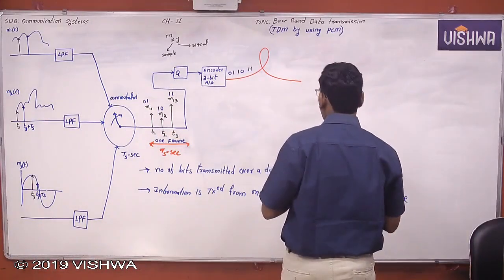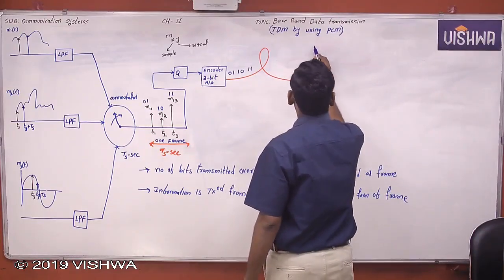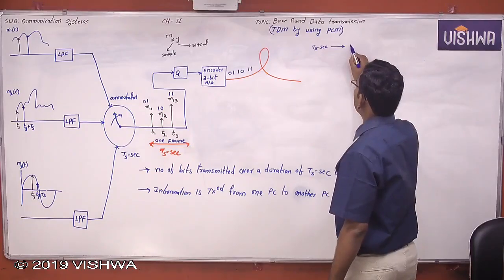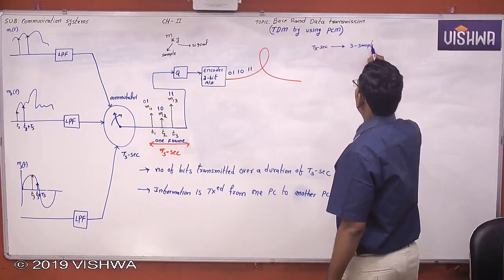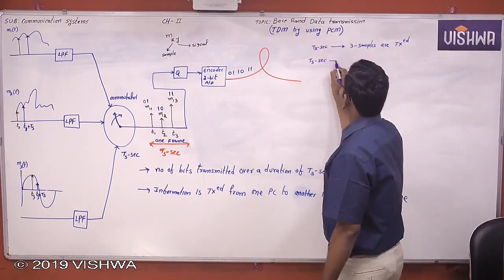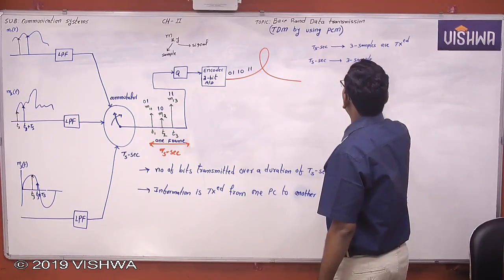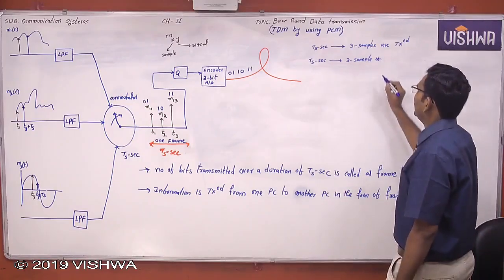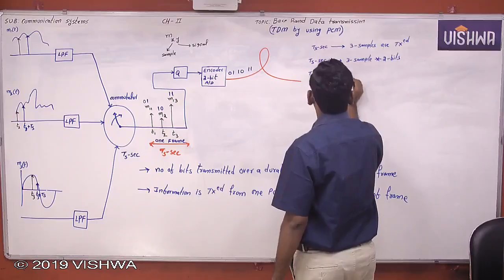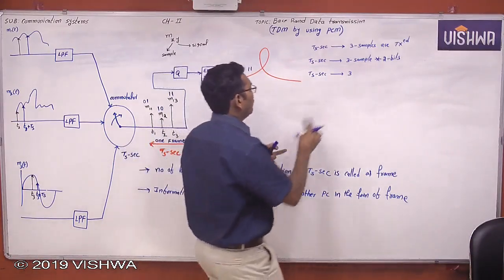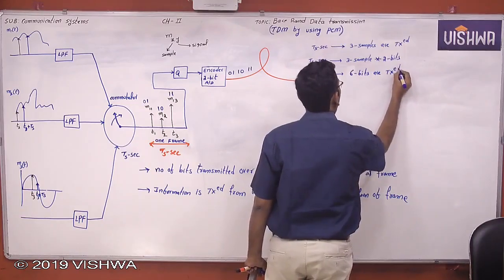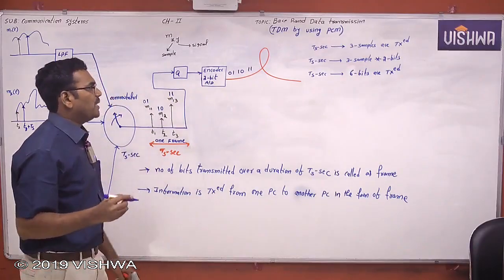Now, again, the same question I am asking. First, we will finish the theoretical analysis. Over a duration of Ts seconds, how many samples are transmitted? Over a duration of Ts seconds, 3 samples are transmitted. Each sample is encoded into 2 bits. So over a duration of Ts seconds, 3 samples, each sample encoded into 2 bits. Therefore, over a duration of Ts seconds, a total of 6 bits are transmitted.